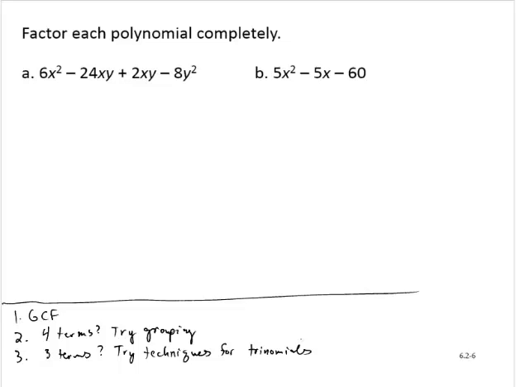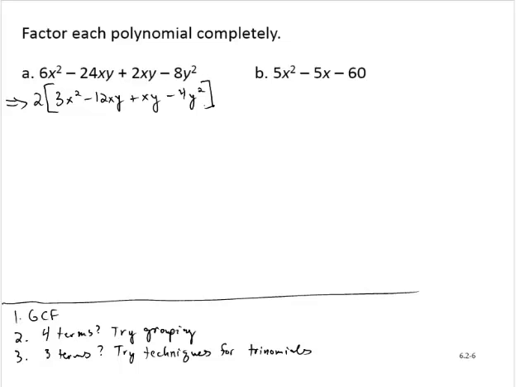Alright, so exercise A, we have 6x squared minus 24xy plus 2xy minus 8y squared. The first thing we want to think of is, is there a GCF? Looking this over, I notice that they're all even, so it looks like I can factor out a GCF of 2. So let's do that. I have 2, and I'm going to use brackets here. I'd have 3x squared minus 12xy plus xy minus 4y squared.